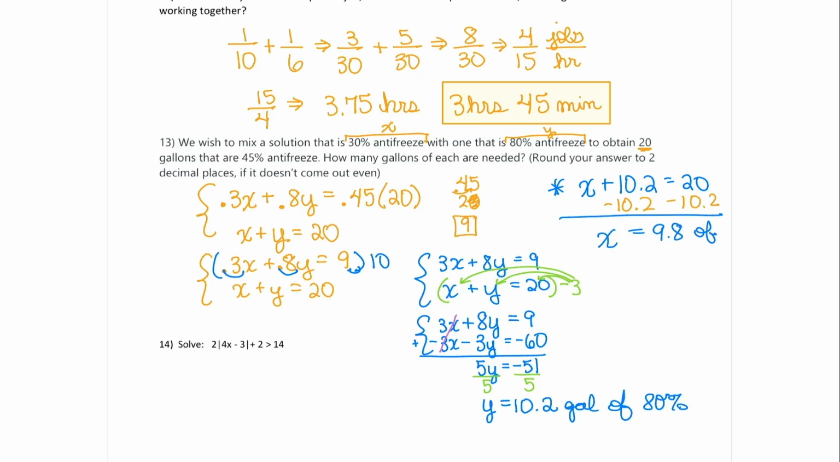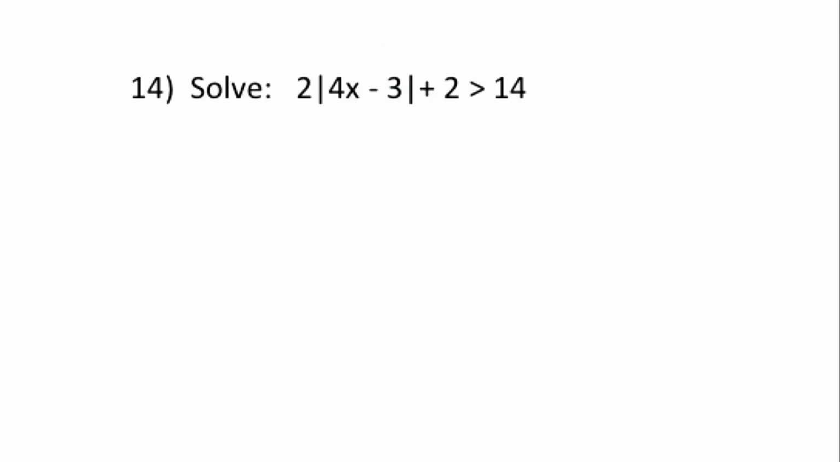So we have our two answers here, 9.8 of 30%, and then we're going to have 10.2 of our 80%. That's going to yield 20 gallons of 45% antifreeze.